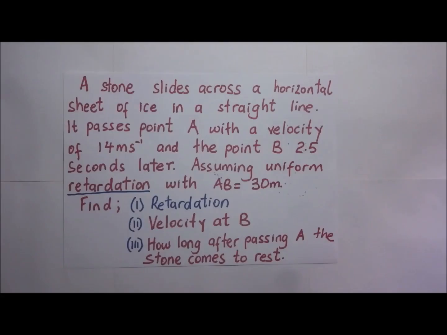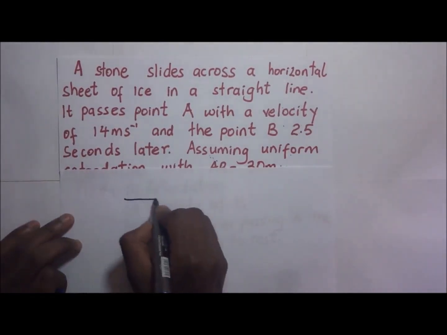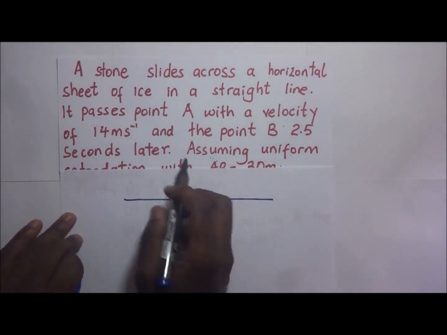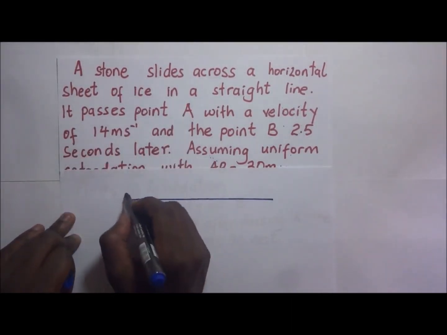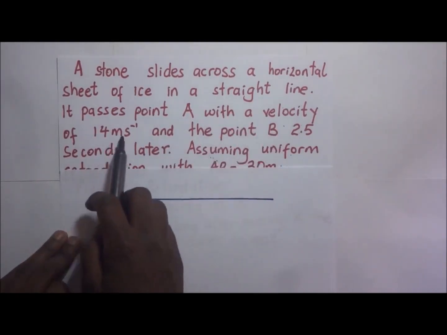We have a stone. It slides across a horizontal sheet of ice in a straight line. We're going to first summarize this question with a diagram. We first summarize it diagrammatically, then we solve it. So the question says we have a stone. It slides across the horizontal sheet of ice. So let's look at this as a horizontal sheet of ice, and it passes point A. We are having here point A with a velocity of 14 meters per second.